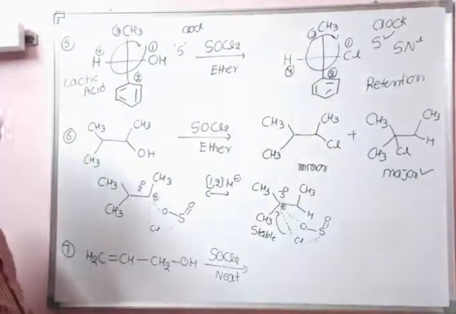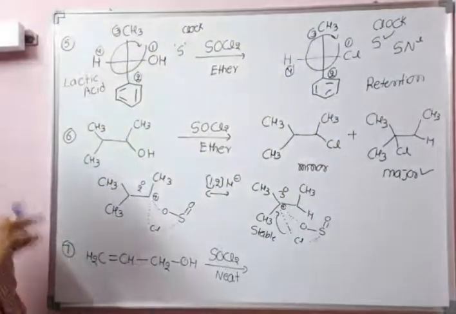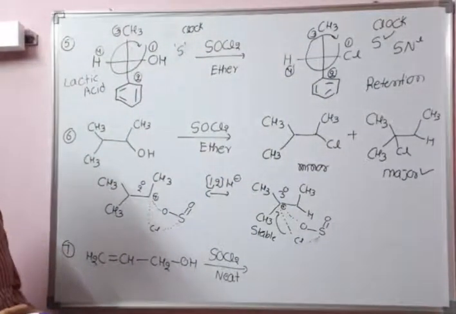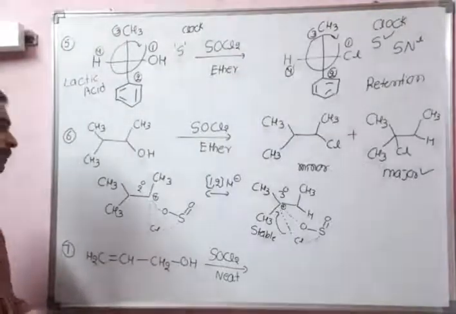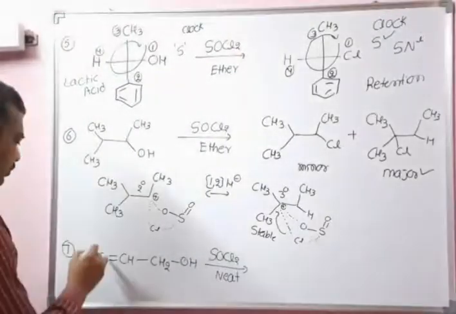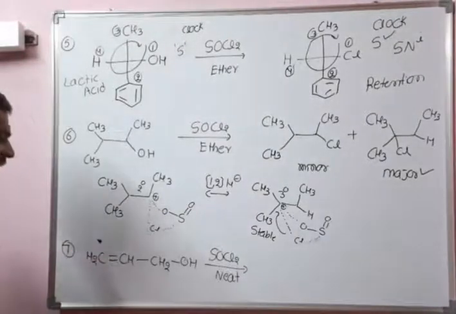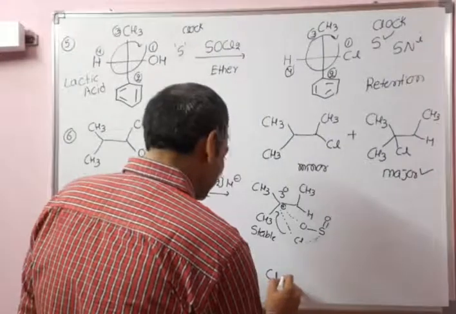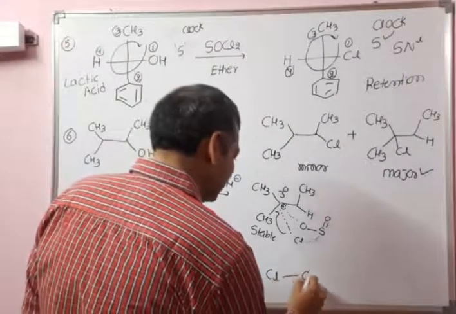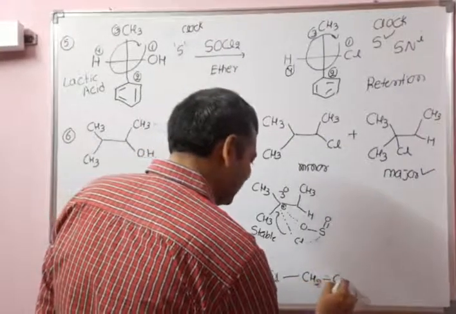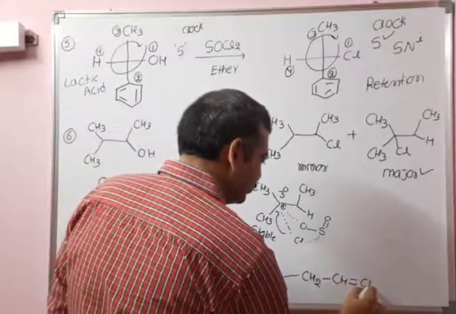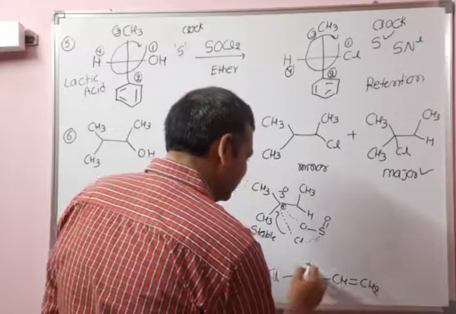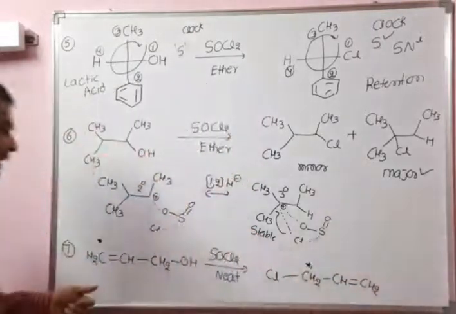This is a rearrangement. In SNi reactions, whenever there is a possibility, rearrangement will take place. Coming to the last example, label it here. The product formed here is very, very important. CH2, CH double bond CH2. There is no rearrangement, but it will attack here.